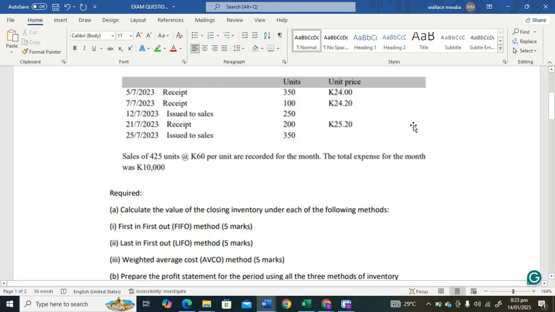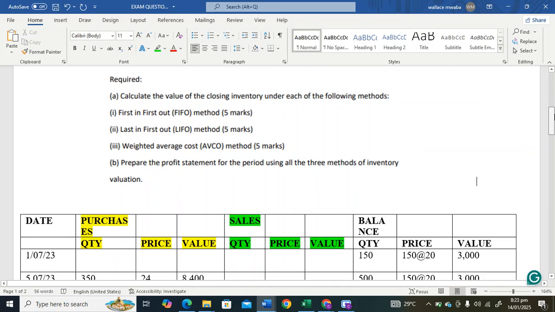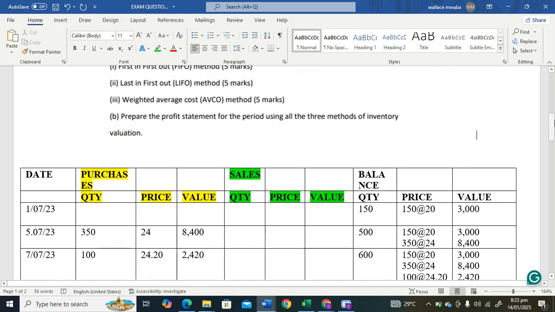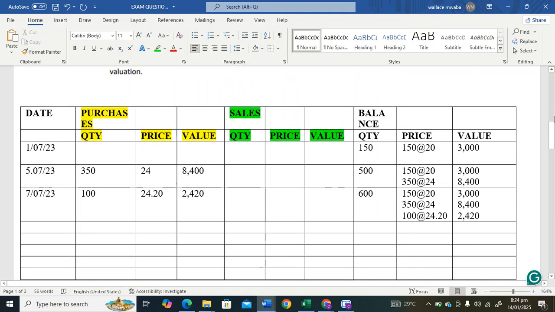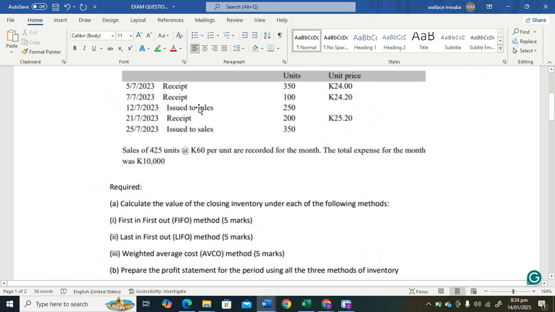All right. So on the 12th, we sold 250 units. In cost accounting, as I said, whenever you make a sale, you're going to value the inventory at the cost price. In financial accounting, you're going to value it at the selling price. Please take that in mind. With cost accounting, you're valuing at cost price. So we sold, what's the date here? 12th.